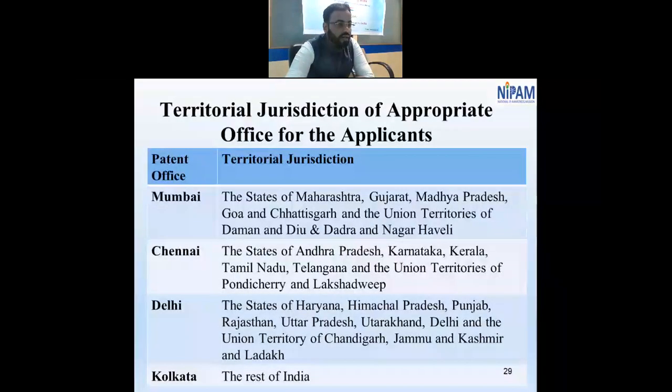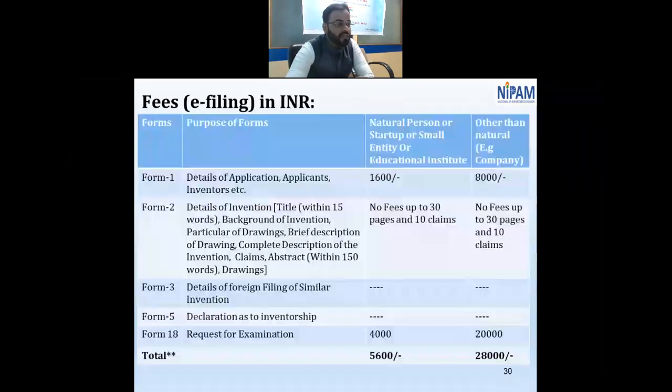Territorial jurisdiction. If you are a resident of Maharashtra, Gujarat, Madhya Pradesh, Goa, Chhattisgarh, then the office which you need to approach for physical filing is Mumbai. If you belong somewhere in the South, Andhra Pradesh, Karnataka, Kerala, then the Intellectual Property Office Chennai is your jurisdiction. If you are somewhere in the North, then the Intellectual Property Office Delhi is your territorial jurisdiction, and for the rest of India, including the Northeast, the Intellectual Property Office Kolkata is your territorial jurisdiction.